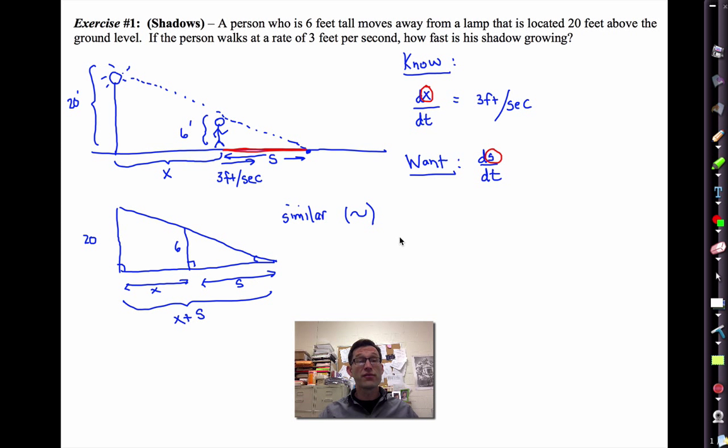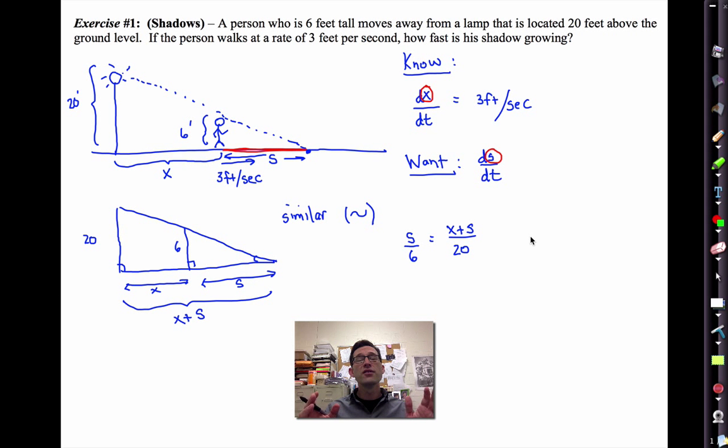So I can set up a lot of different equations. The one that I'm going to go with is s is to 6. So if I take this side and divide it by this side, I will get the same as x plus s, this divided by 20. And that's it. That's the equation that relates s to x. And of course what we're going to do next is take its derivative.